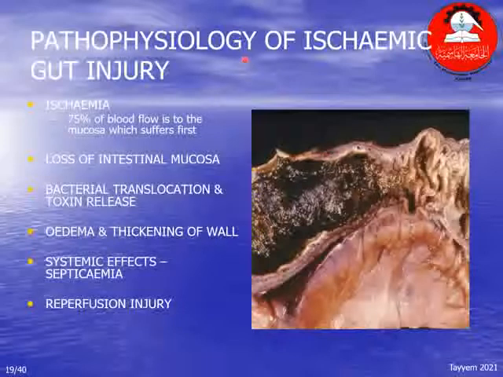When there is bowel ischemia, as you are aware, 75% of the blood supply to the bowel goes to the mucosa, so the mucosa will initially suffer. The integrity of the mucosa is lost, and that will result in bacterial translocation and toxin release into the circulation. Also, there will be edema and thickening of the wall, systematic effect of the presence of bacteria inside the circulation, or septicemia, and reperfusion injury.